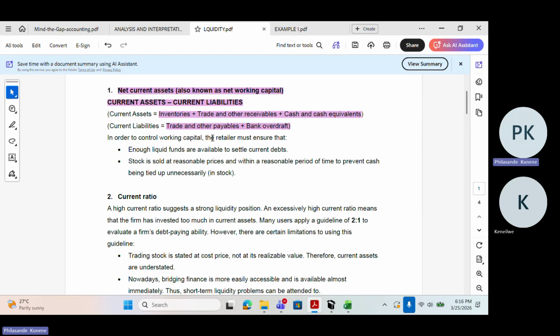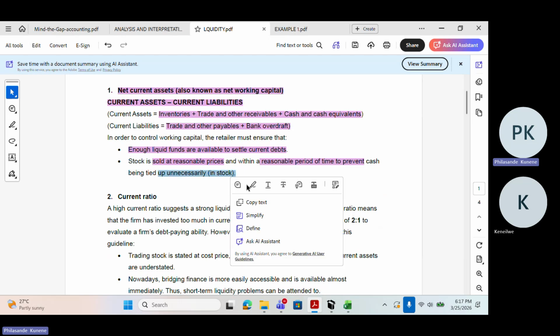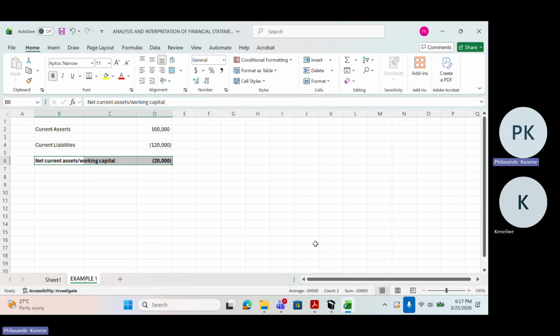In order to control working capital, the retailer must ensure that enough liquid funds are available to settle current debt, which means our current assets must always be greater than the current liabilities. Stock is sold at reasonable prices and within a reasonable period of time to prevent cash being tied up unnecessarily in stock. Whenever we have stock, we have to be sure we will be able to sell it and convert it into cash within a short space of time.